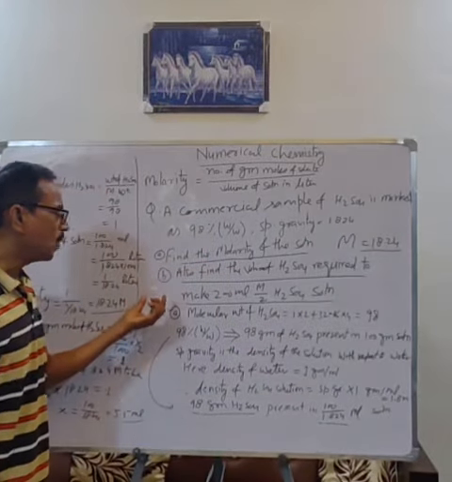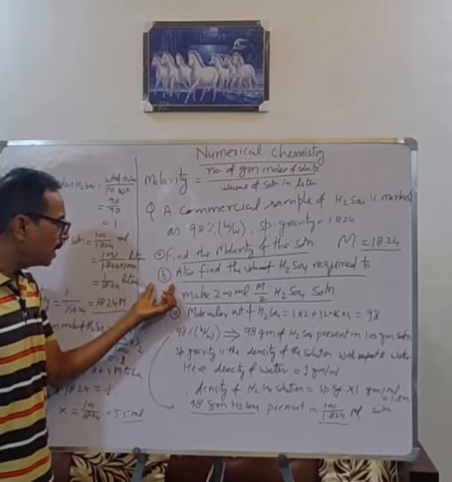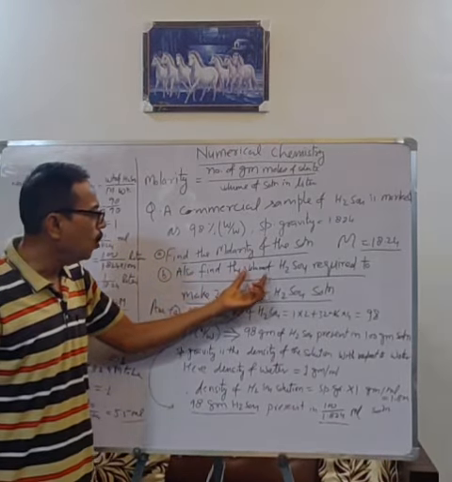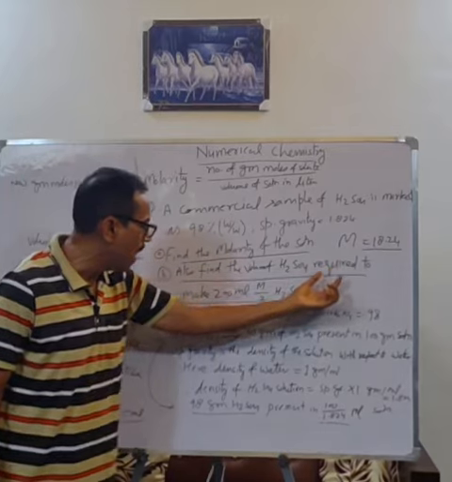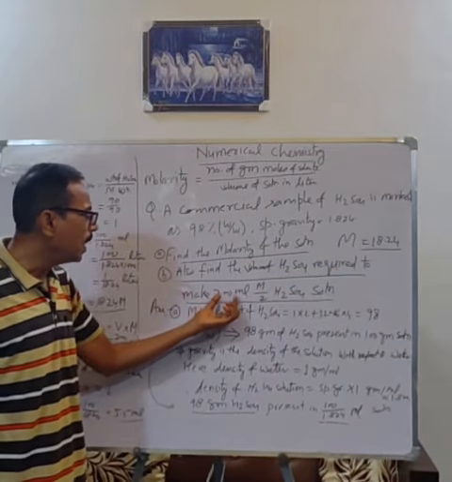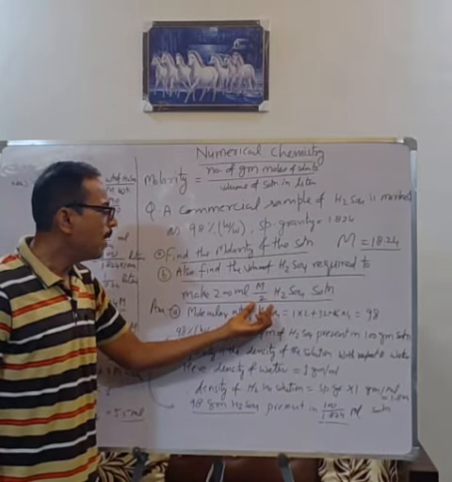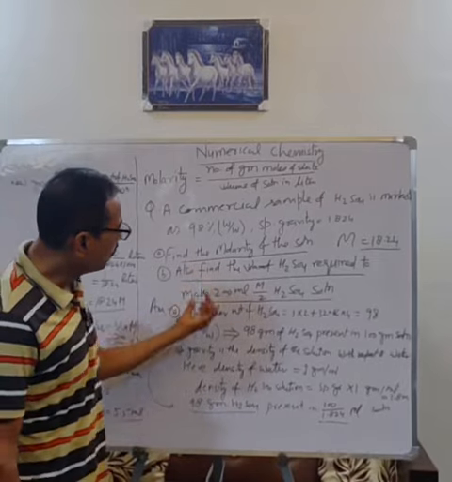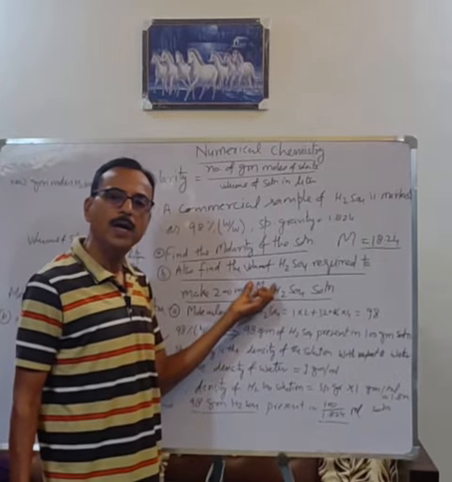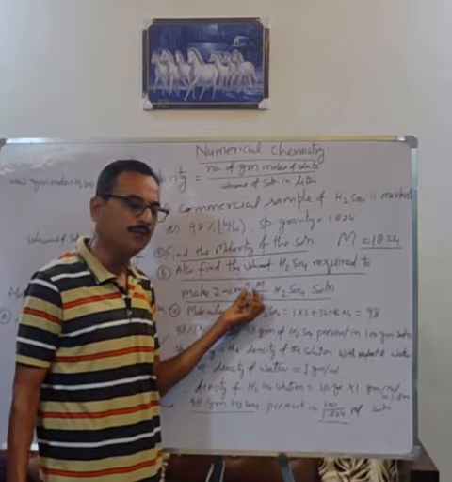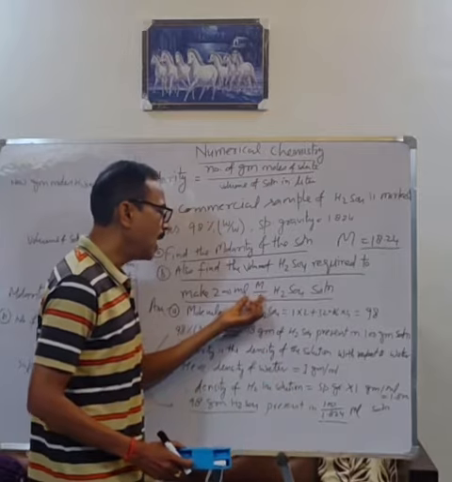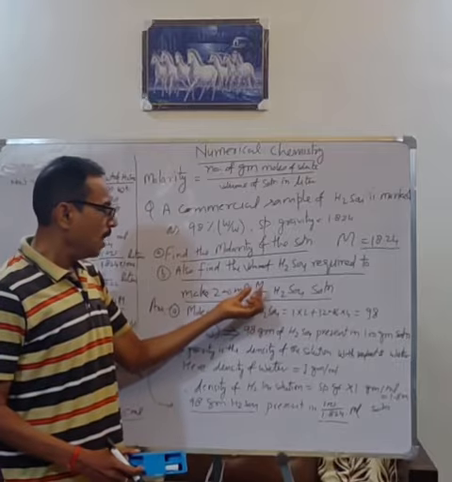Then what does the second part say? The second part says: find the volume of H2SO4 required to make 200 ml of M by 2 H2SO4 solution. Suppose you have to prepare M by 2. M by 2 means molarity is half. M by 2 means half. Molarity is half, that is 0.5.